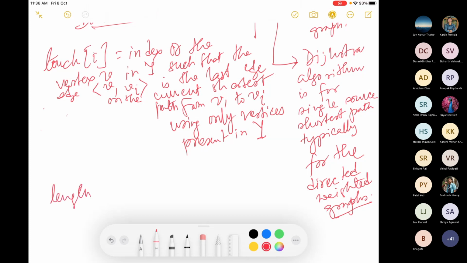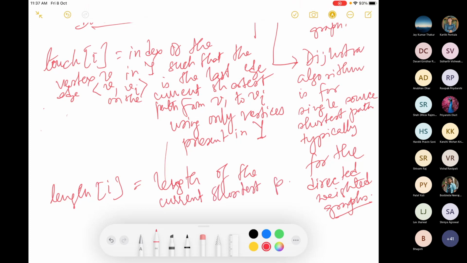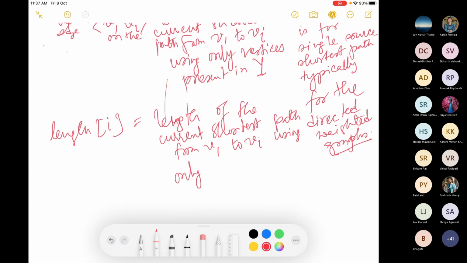Length I is the length of the current shortest path from V1 to Vi using only the vertices present in Y as intermediates.